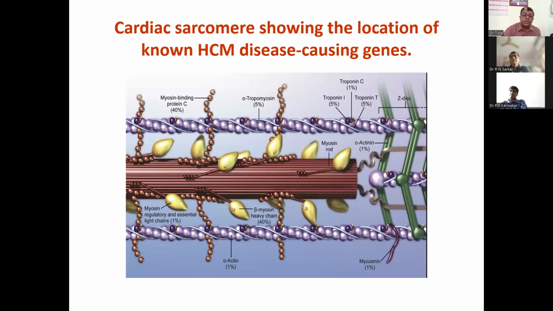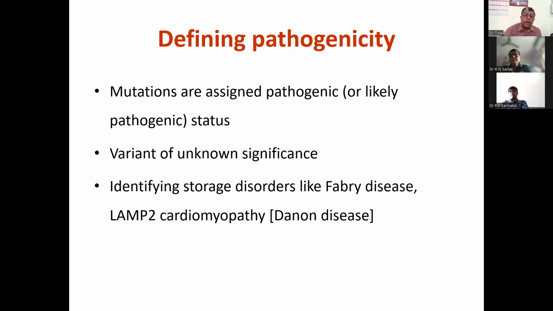These are some of the newer genes which have come up: the myosin binding protein, alpha tropomyosin, and troponin I, C, and T, which are important for genesis of hypertrophic cardiomyopathy. It can be obstructive, it can be non-obstructive. Mutations might be pathogenic. There can be mutations of unknown significance. And interestingly, again, mutations can help us identify storage disorders, like, as I said, Fabry's disease.